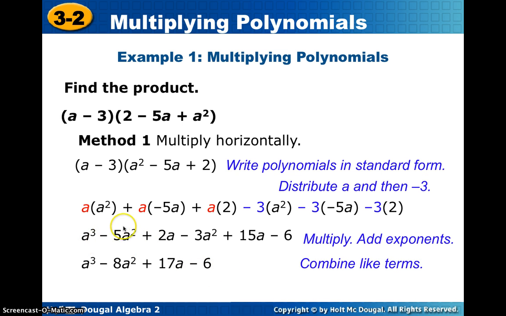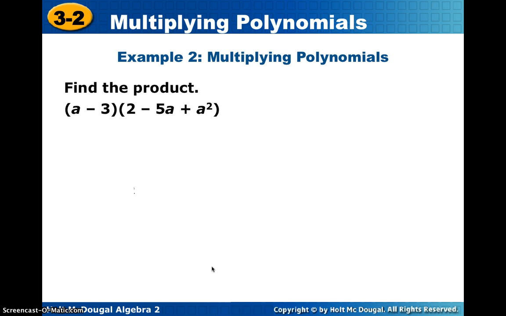And for the like terms, the negative 5a squared can be combined with the minus 3a squared to give us negative 8a squared. And the 2a can be added to the 15a to give us 17a. The negative 6 is tacked on the end.